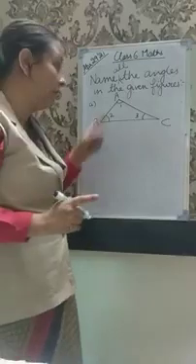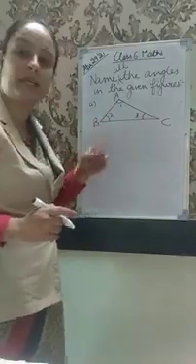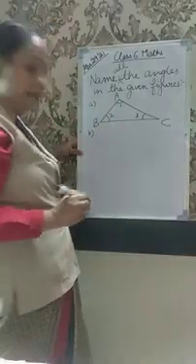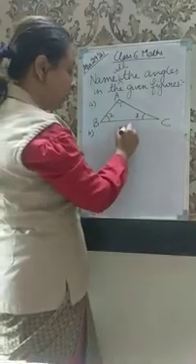Then you have to name them, that what is the name of angle 1, what is the name of angle 2 and what is the name of angle 3. Okay? Second one is I will draw a quadrilateral.